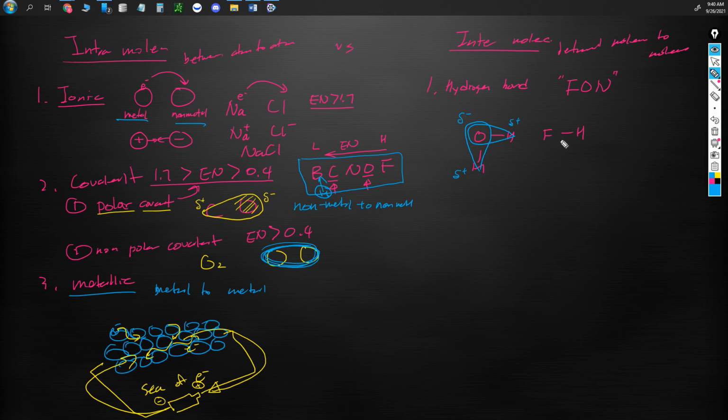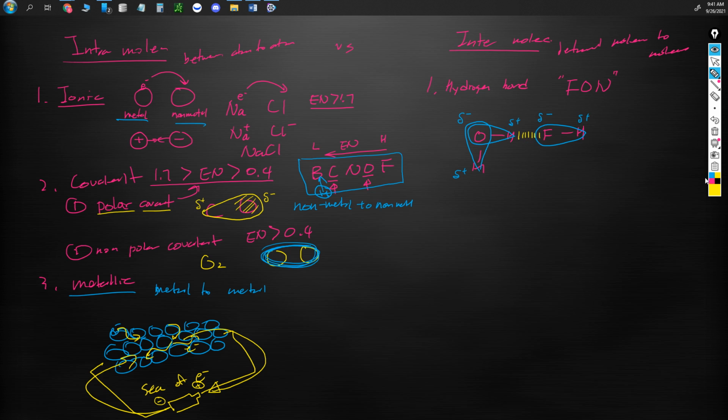Same thing for hydrofluoric acid. Fluorine has one of the highest electronegativities. Of course, we will have that same thing: a high density of electrons here, creating a partial negative and a partial positive. So when they are next to each other, because of the partial positive and partial negative, they'll attract. Okay, so this is a hydrogen bond.